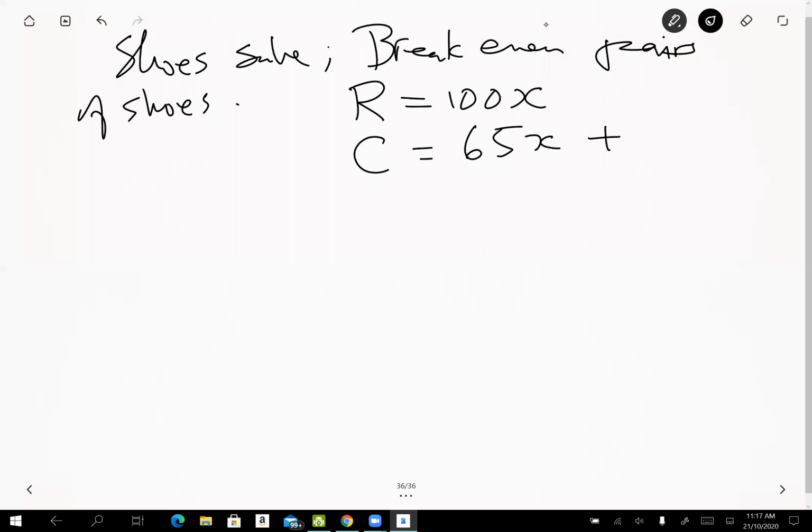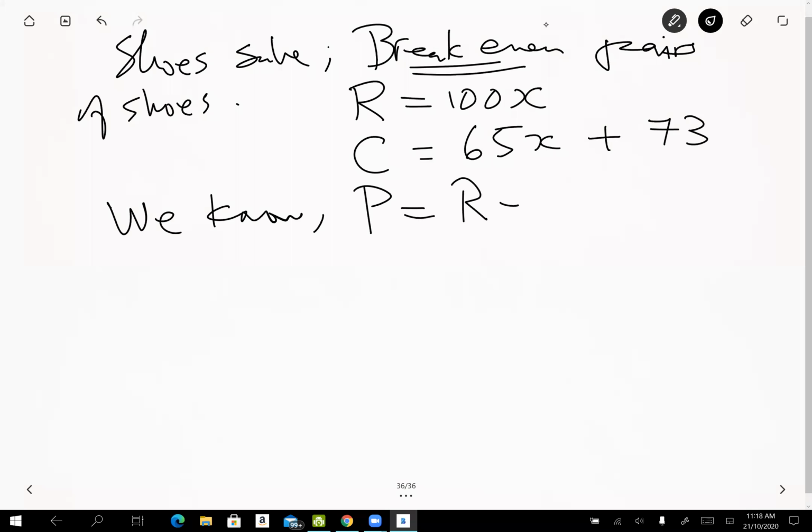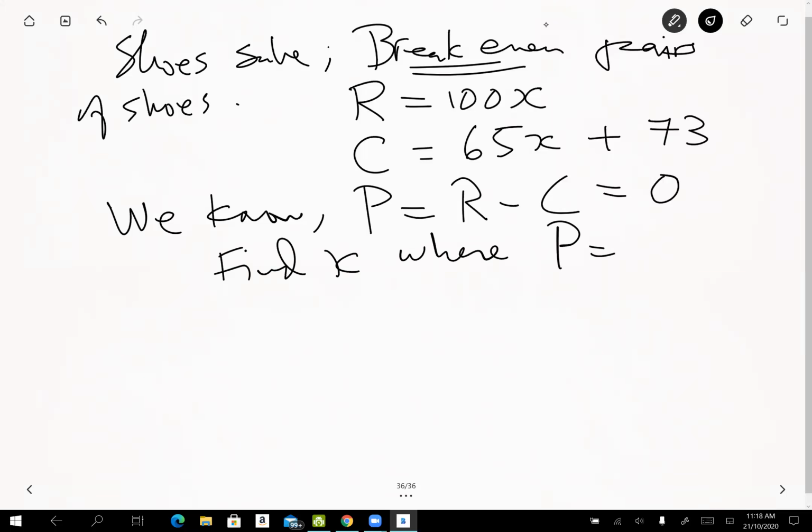Say our fixed cost is equal to 73. Suppose we have this, all right? Now I want to find the break-even point. We know the break-even is where the profit, equal to revenue minus cost, is equal to 0. So that is what we know, and we want to find X, where P is equal to 0. So that is what we want to find.